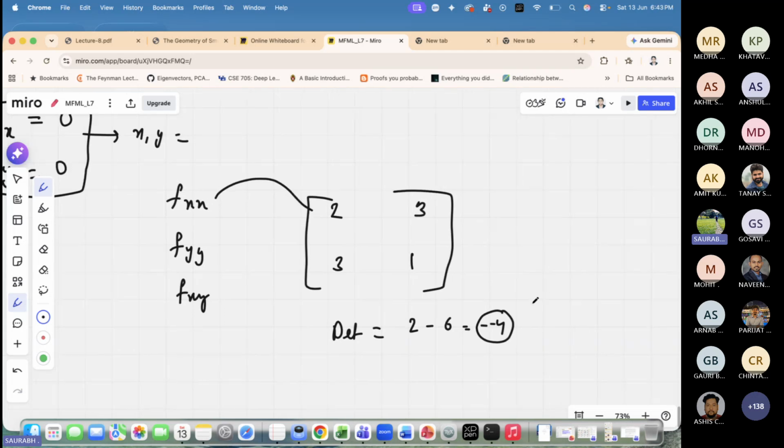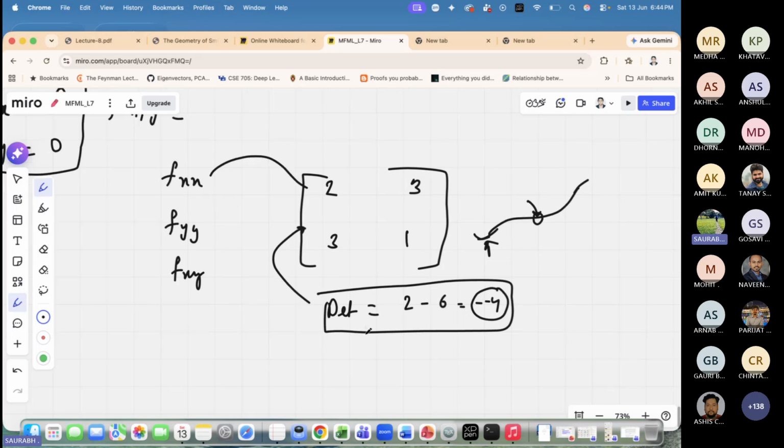A saddle point is a point which is neither maxima nor minima, but the function is changing. This point is a saddle point. It is moving from a minimum value to a maximum value, and that change point is called a saddle point. So if your determinant is negative, it means that you are at a saddle point.